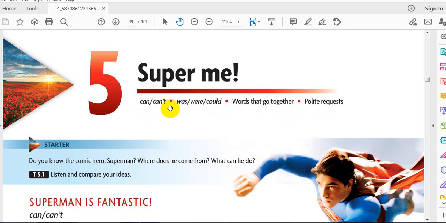And in this unit we will take the past tense, was, were, and could, and compound words. These are words that come together, like noun plus noun or verb plus noun. So these are compound or combination words.